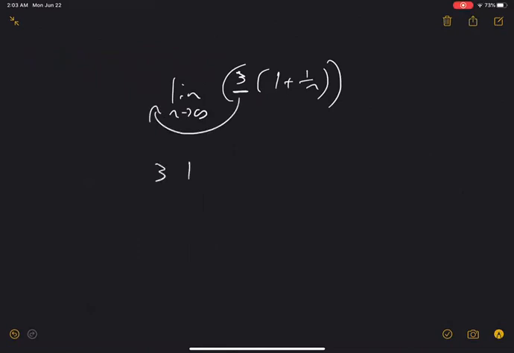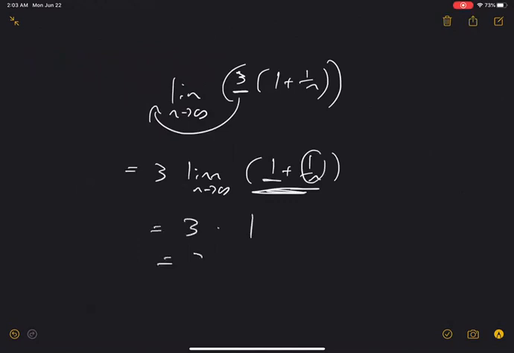So another example, let's say I had the limit of 3 times 1 plus 1 over n. Let's say I'm considering this limit. Well, I got a constant here, right? So I pull that constant out. So that's equal to 3 times the limit of 1 plus 1 over n. And then what's the limit of this thing? Well, this term is going to 0. This term's constant. So it's 3 times 1, 3.